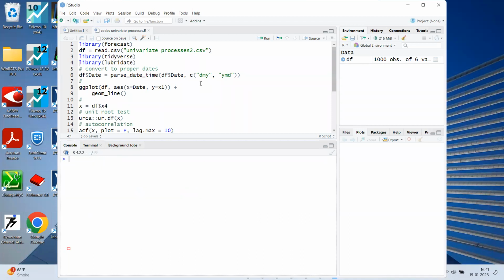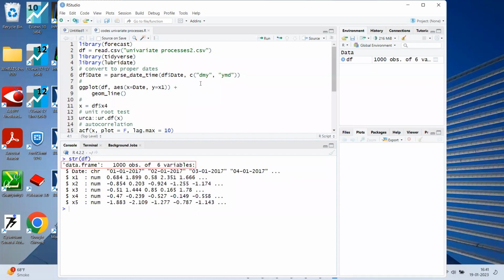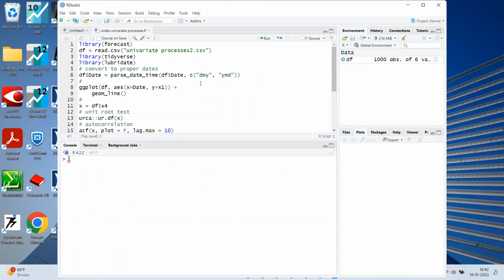Let me just show you some of the data. If I type str, look at the structure: 1000 observations of 6 variables. The first variable is date, but it is saying it is character. It means before using it in time series plots, I need to convert it into date. Then x1, x2, I have 5 more variables named x1 through x5. So what is the first task? I need to convert this character date into proper dates. And look at this function. This is a great function.